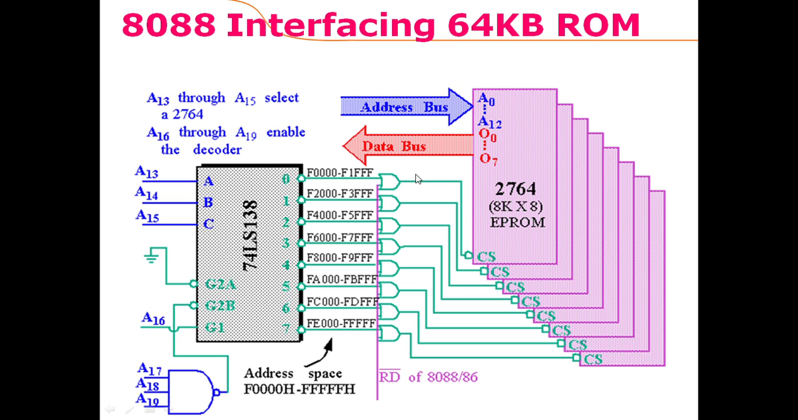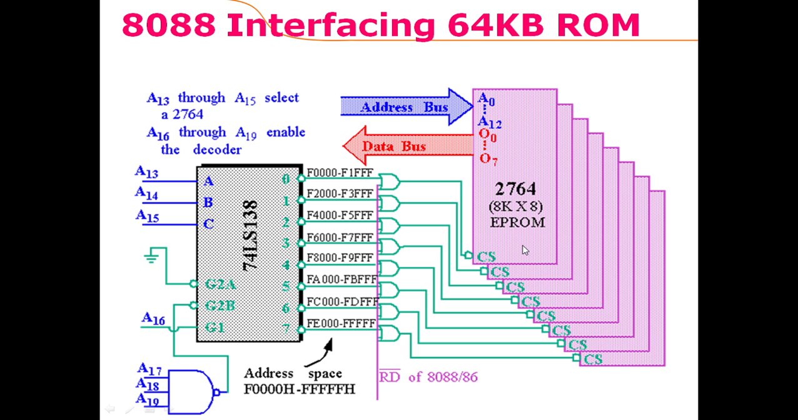Similarly, for each memory chip, the address range is F0000 as the first address, or first byte inside this memory chip, and F1FFF as the last byte inside this chip. And these are 8 kilo locations in range, and each of these addresses is inside this range.